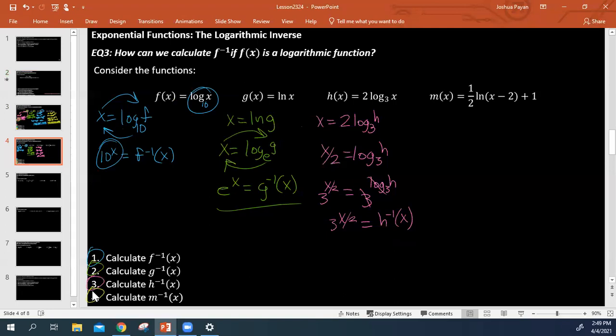Okay, so now let's find m inverse. So x is equal to 1/2 times the natural log of m minus 2, all plus 1. Remember, we're flipping. So we're going to go ahead and subtract 1 from both sides. Okay, then we're going to multiply by 2 on both sides.